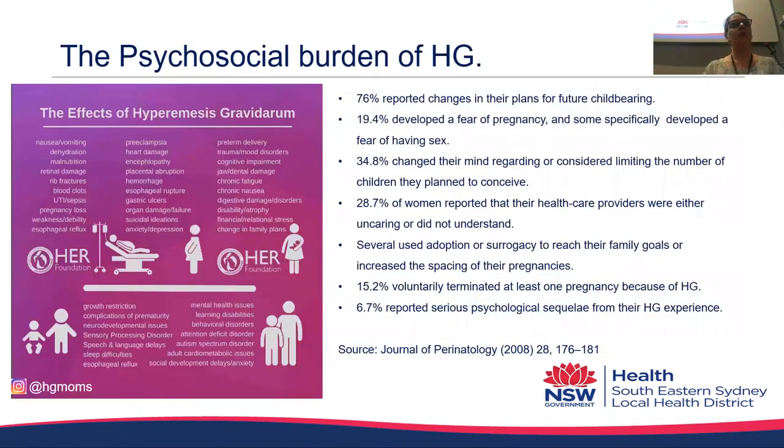In terms of the psychosocial burden of HG, HG is considered to be a devastating condition for many women and their families. It can result in a loss of job and future career, as well as render them completely dependent on those around them. Some women are ill for only a few months, others for their entire pregnancy, vomiting until the actual birth of their child.